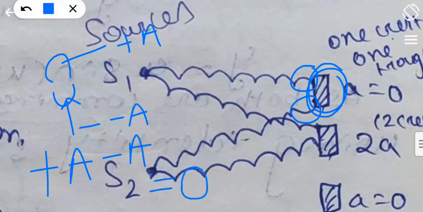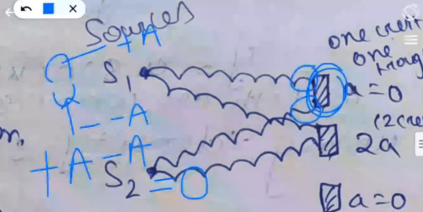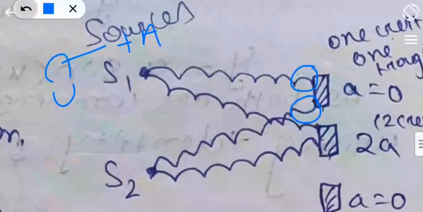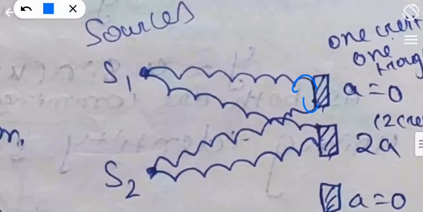The answer is 0. Nothing is going to be produced at that particular point. They are not going to disturb this one. So what will happen here? Simply a cancellation. Crest and trough, the result is a cancellation.